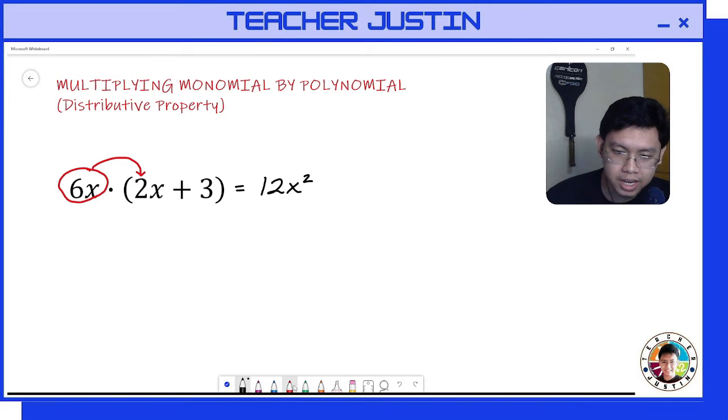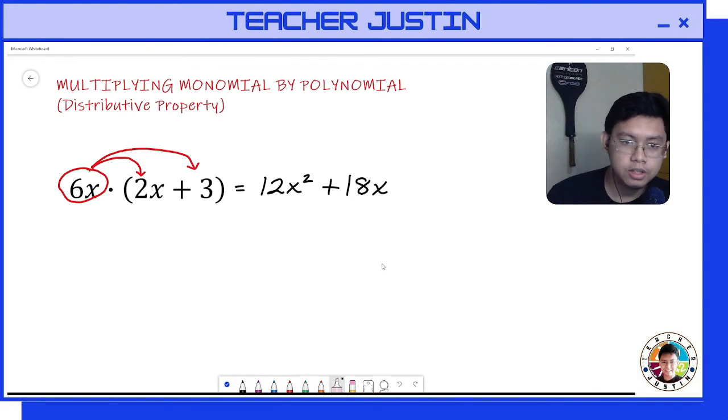Next, let's multiply 6x and positive 3. So we multiply the coefficient by the coefficient, 6 times 3, that is 18. So positive 18. Then copy the variable x. Their product will be 12x squared plus 18x. And that will be our final answer.